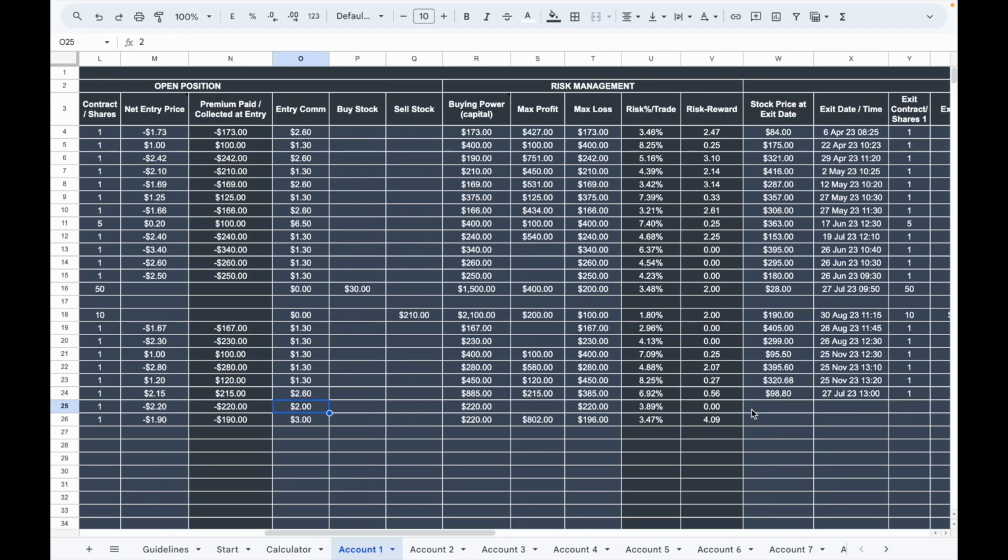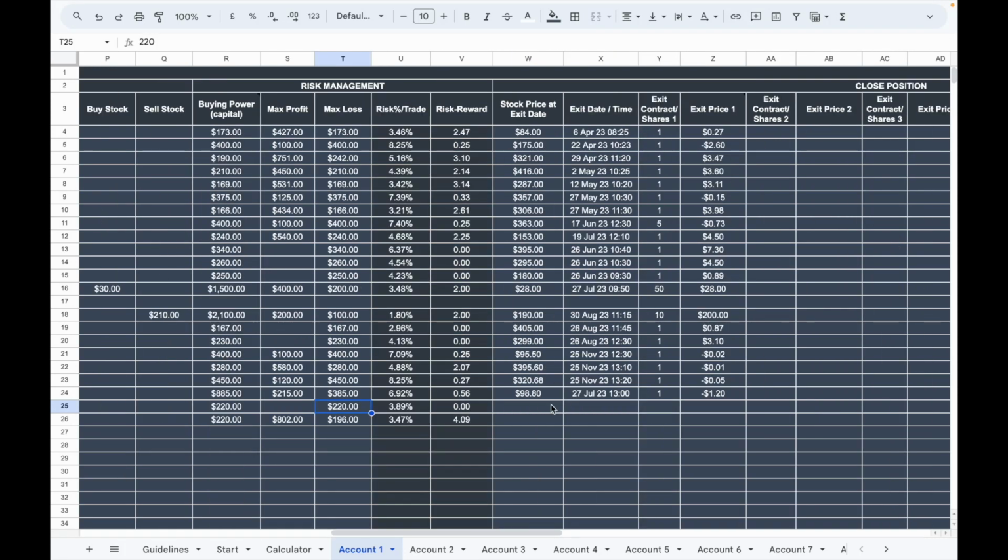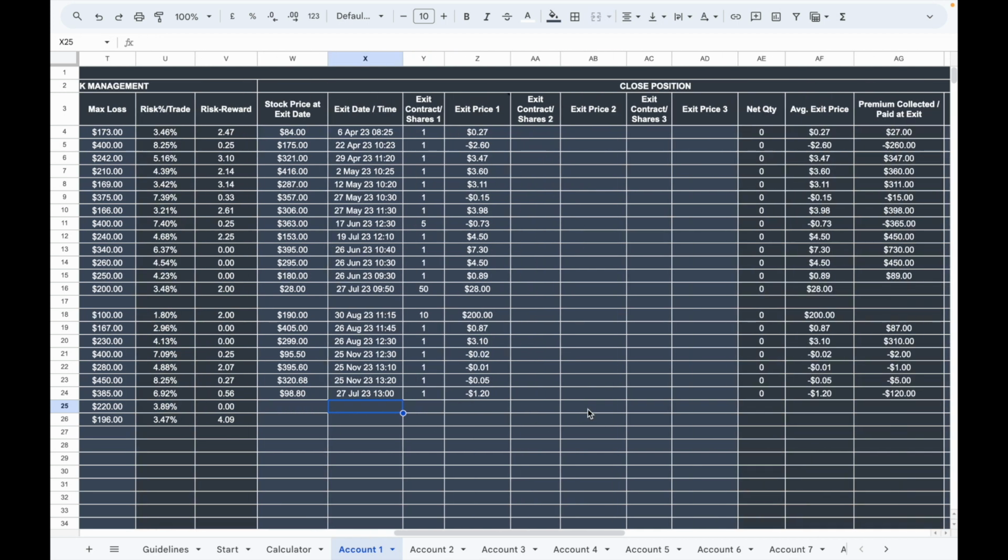Under the risk management section, input the buying capital, which is the amount of money blocked by your broker for taking the trade. For example, in this single call option, I will input $220. Next, input the maximum loss of the trade. After closing the trade, input the stock price at exit date, input the exit date and time, input the number of contracts that you have closed, input the exit price of the trade. If you exit the trade in multiple points, you can enter the number of contracts and price accordingly.